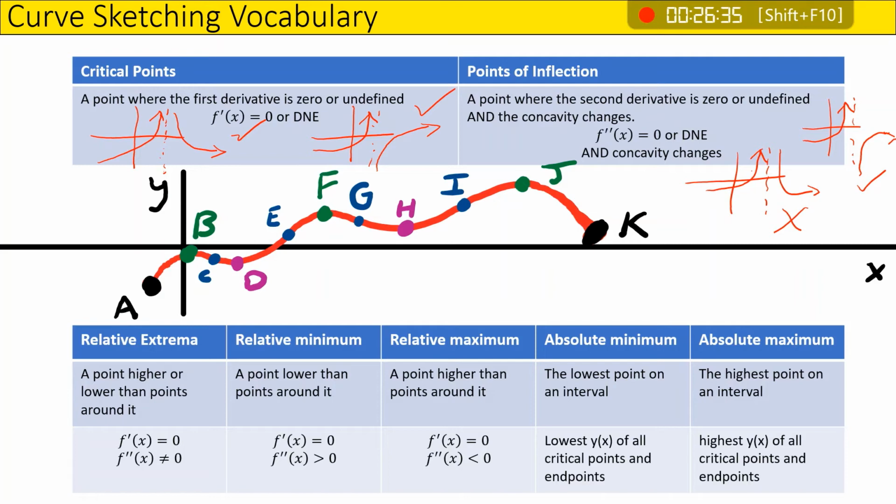Then, if I'm looking at my first derivative, we've got a couple more vocabulary items too. Relative extrema is any point that's higher or lower than points around it. So it could look like this or this. This is a relative maximum, this is a relative minimum. Both maximums and minimums are extrema, so the extreme points. It is possible to have infinitely many relative extrema on a function. A sine function and a cosine function both have infinite relative extrema.